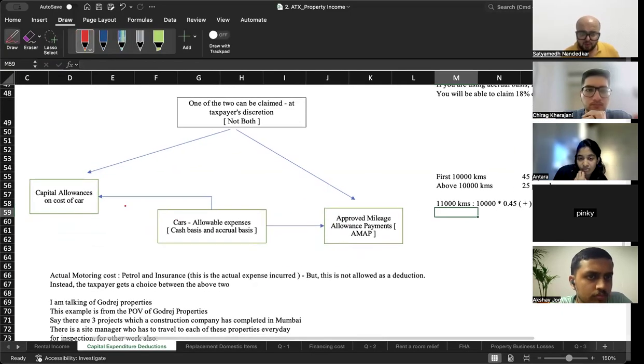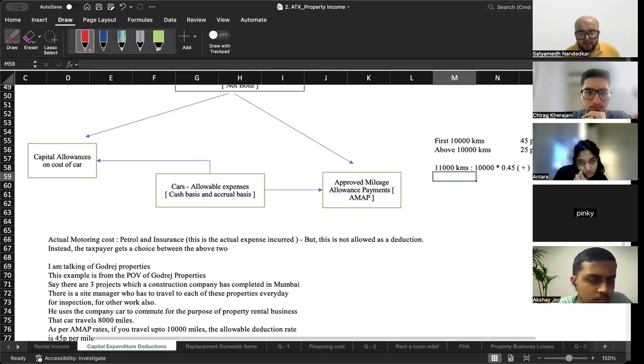Okay. So if you are using a car, either claim capital allowances on the car or claim approved mileage allowance payments, one of the two. Actual motoring cost, petrol and insurance, is not allowed as a deduction. So actual amount incurred will never be allowed as a deduction with respect to car. You could either claim capital allowances, which is depreciation as per income tax, or you could use this approved mileage allowance payments, AMAP. Either this or this, nothing else.